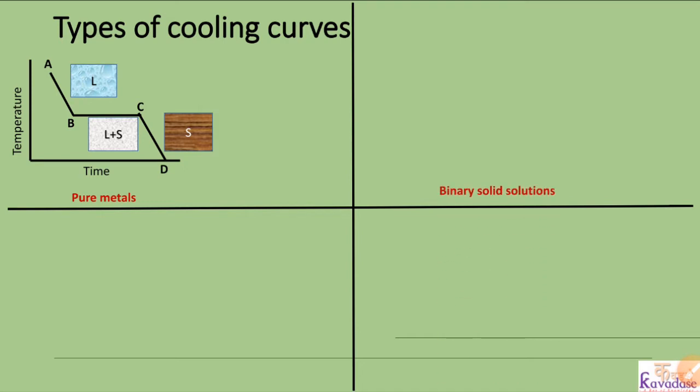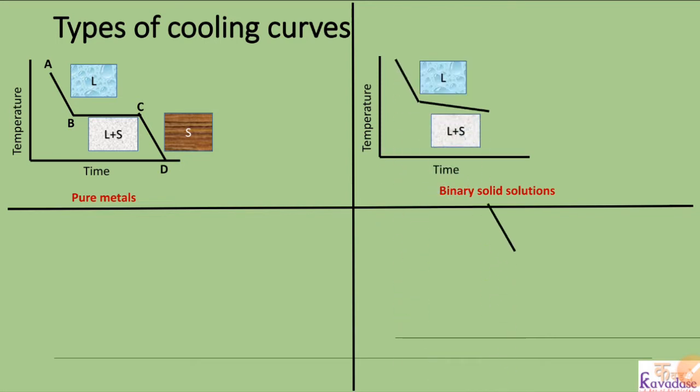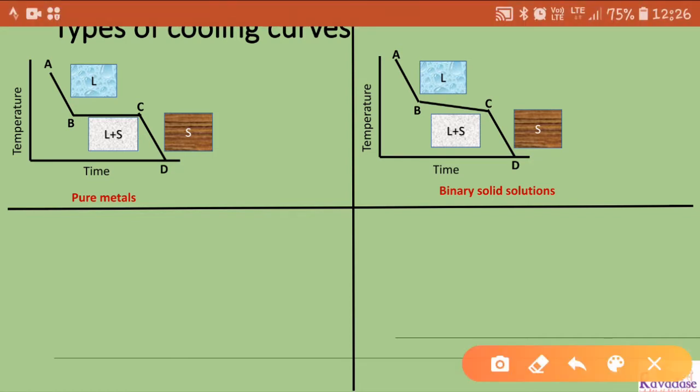Then for binary solid solution, the cooling curve is temperature versus time, and you can see here there is an inclined line from B to C. All is same, only there is a difference of here you can see a horizontal line, and here you can see a inclined line from B to C.